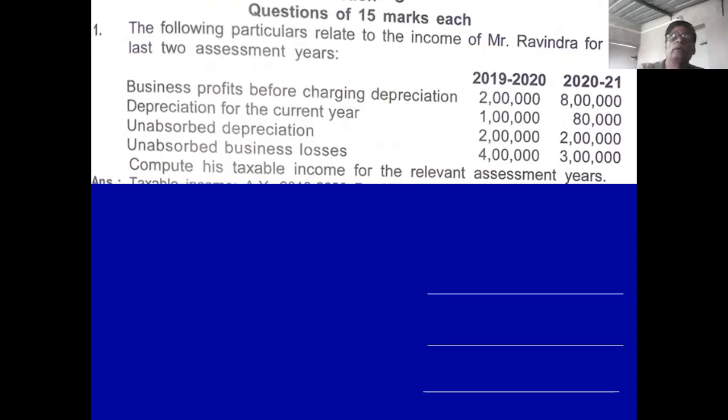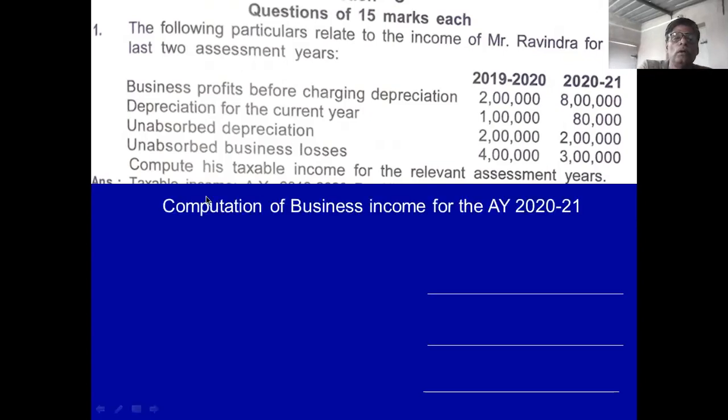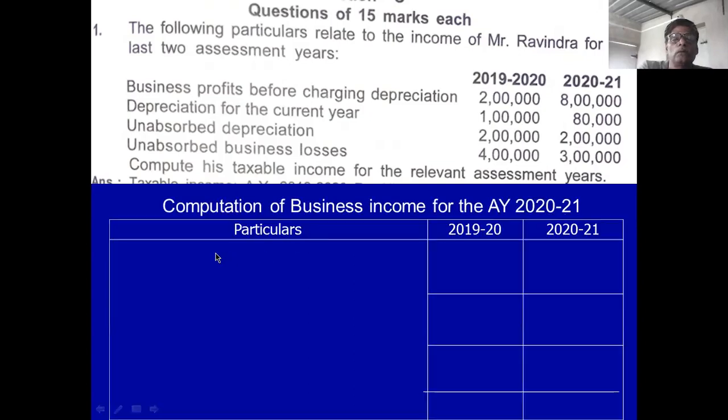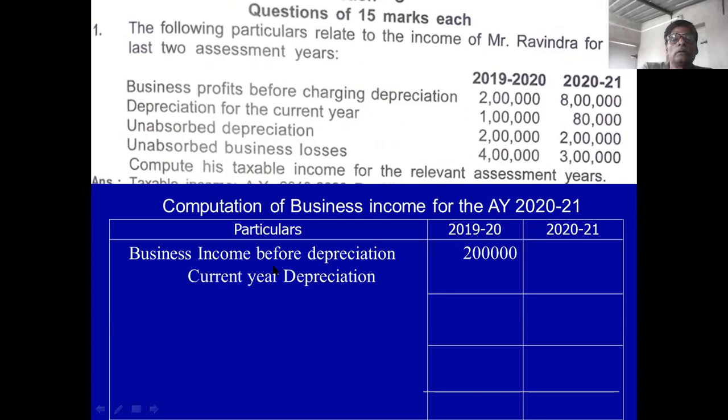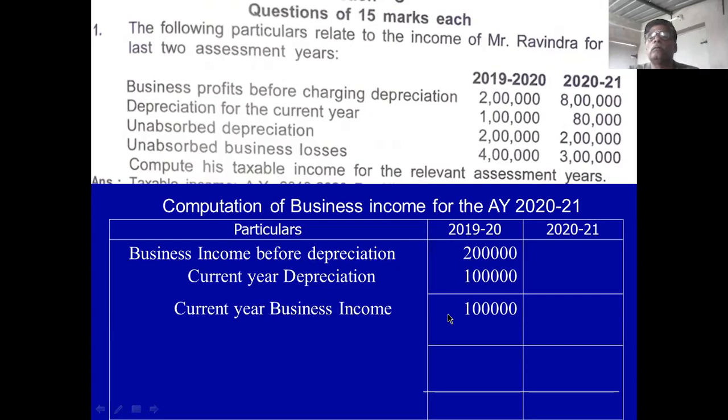So you see this problem. Computation of business income for the assessment year 2021. First, you take the business income for the previous year 1920. 1920 is 2 lakh rupee. In this 2 lakh rupee, you deduct the previous year depreciation 1 lakh. If you deduct 1 lakh rupee, the balance of profit or income from business. Okay, income from business. In this income from business, you have to deduct.